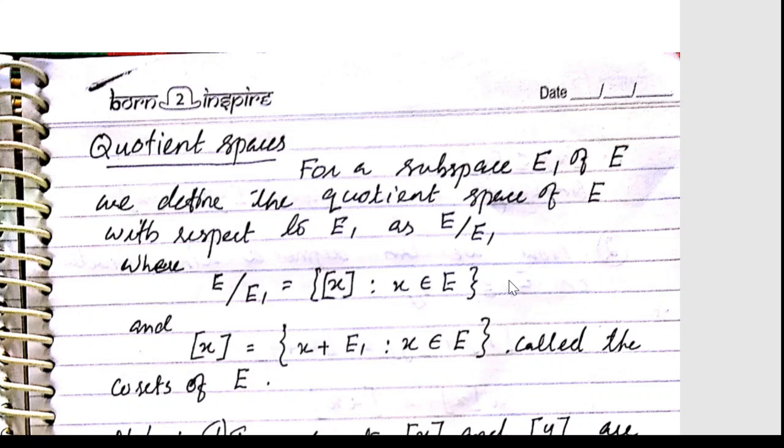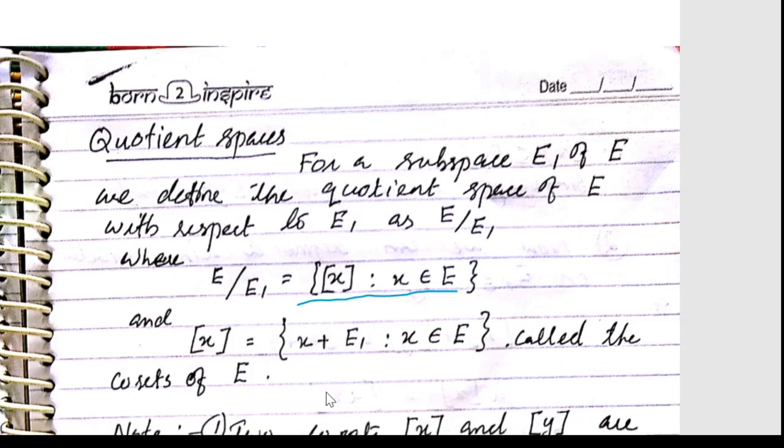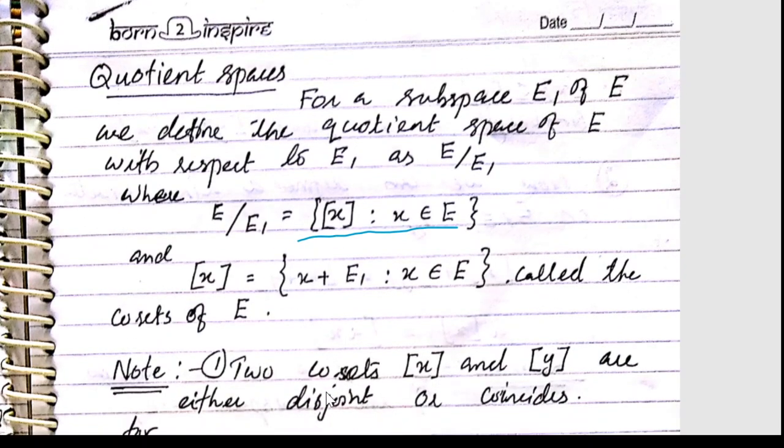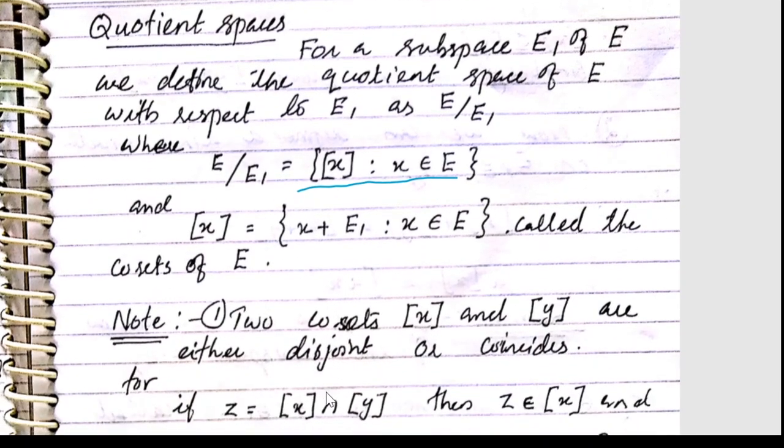Here E by E1 is defined as the set of all equivalence classes [x], that is, the set of all [x] such that x belongs to E. Here [x] is of the form x plus E1, called the cosets of E. So E by E1 means the collection of those cosets of elements of E.